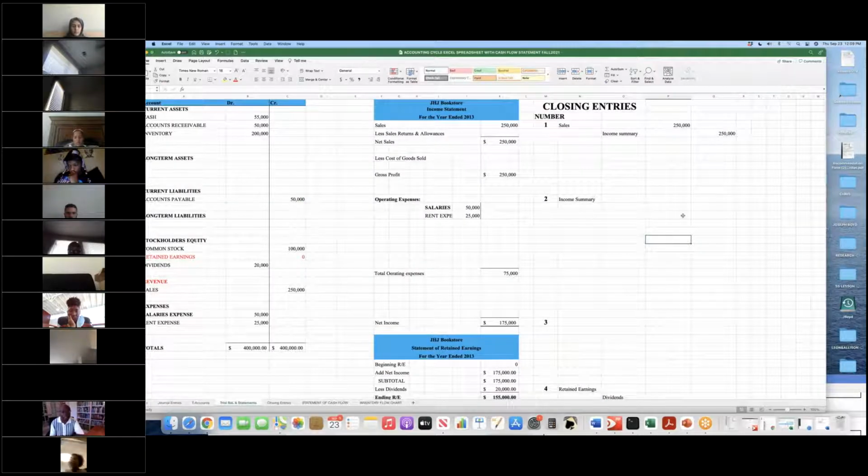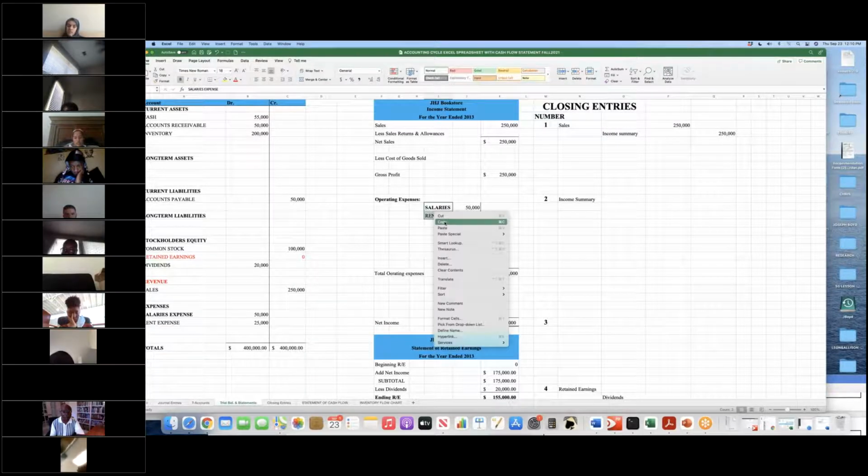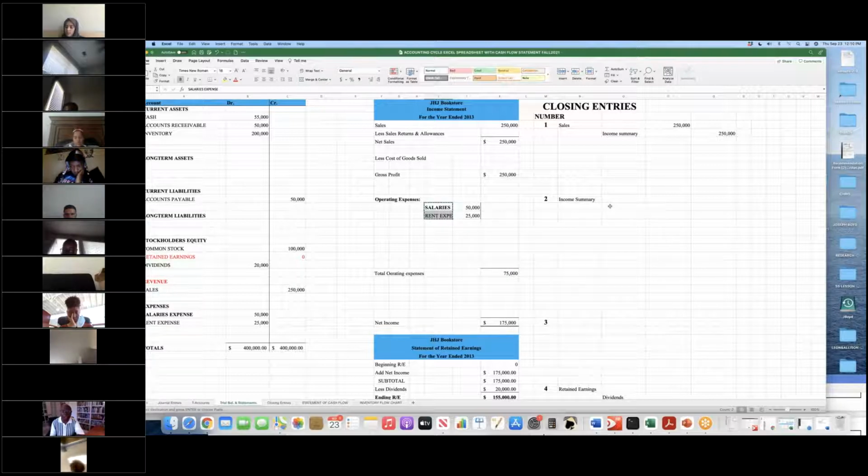Closing entry 2, we close out the expenses. So what we're going to do is to pick up these 2 expenses, and we're going to put them here. Then the amounts, we're going to copy them and put them right here as credits. So we're now closing out the expense accounts. So we have to credit them to close them, and we're going to debit income summary for $75,000.